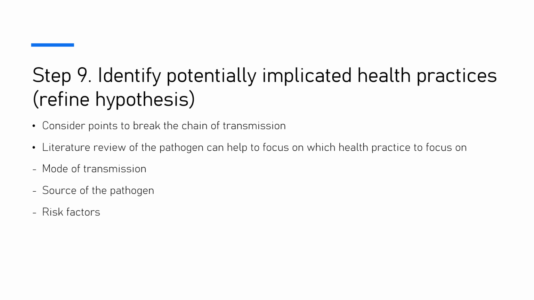For the things that you should focus on with this pathogen: the mode of transmission, the source of the pathogen, and the risk factors. These three main things to focus on can help us to understand the pathogen, how it can be transmitted, what the portal of entry and portal of exit are, and who the people at risk are. Knowing these things can help to break the chain of transmission.